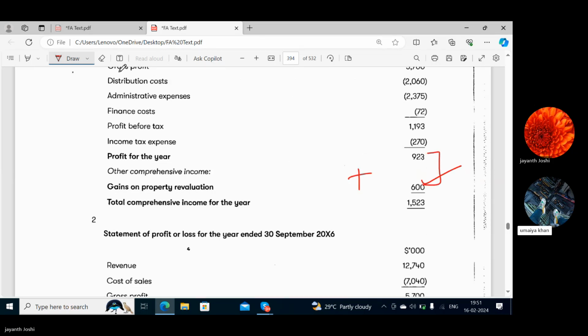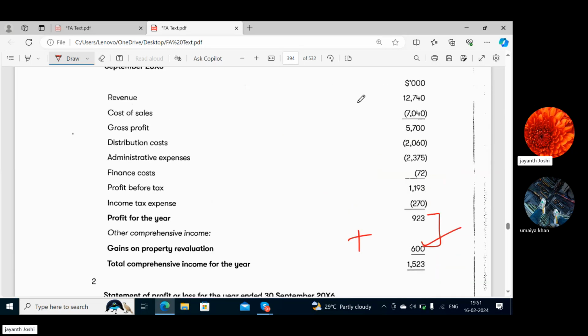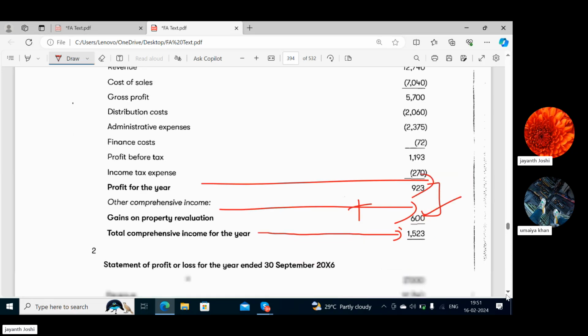So this is already there in the books. All this is very clearly given: revenue, cost of sales, gross profit, distribution cost, all deducted, and you get profit for the year. And then you add the gain on property revaluation, you get the total comprehensive income for the year. Just have a look through this.